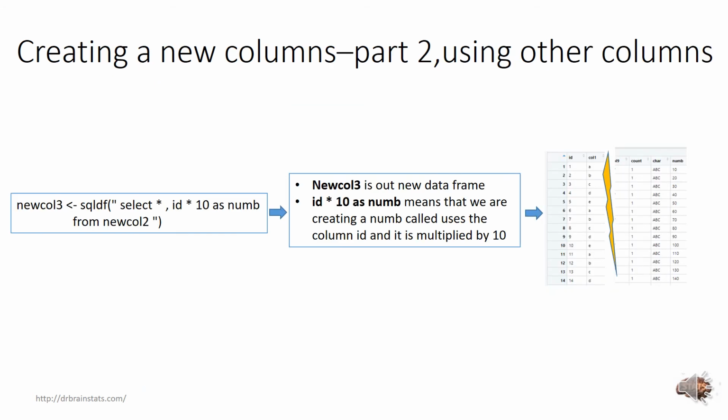In our next example, we're going to use values from another column to create our new column. In this case, we're going to create a new data frame called new col3, and we're going to multiply ID by 10 and give it the name num. As you can see from the code, this means we'll be creating a column called num, which is based on the column ID that's multiplied by 10. It's that straightforward, and results are shown in the table.